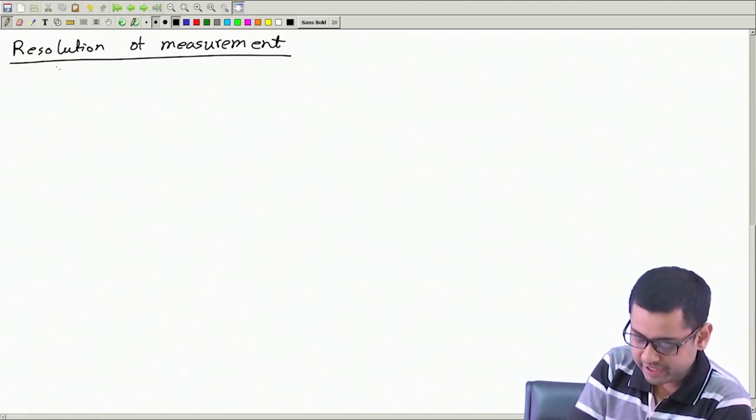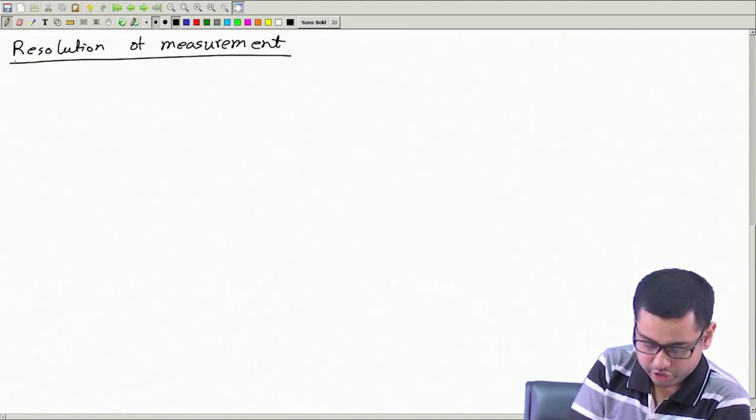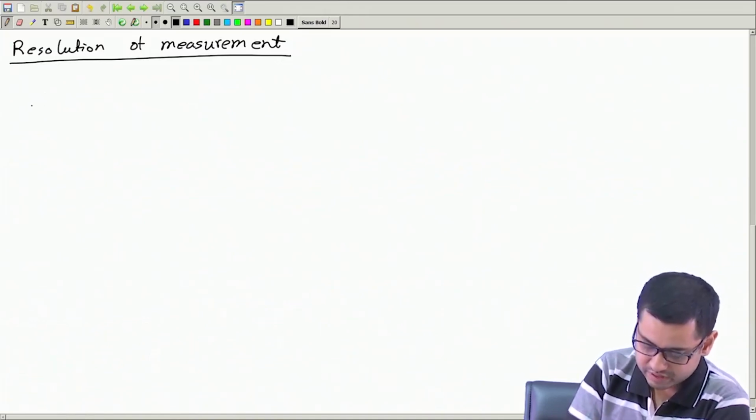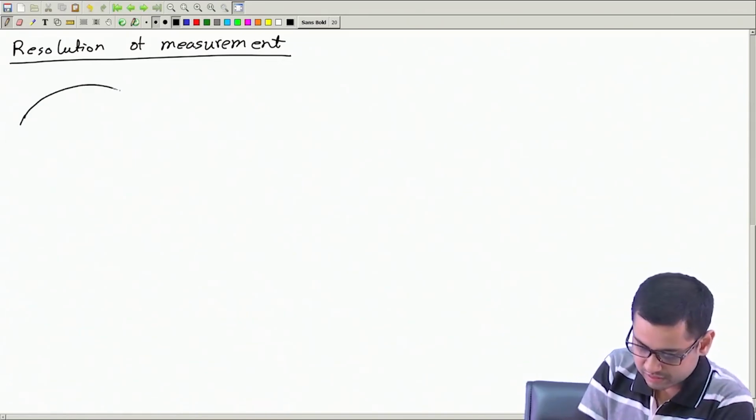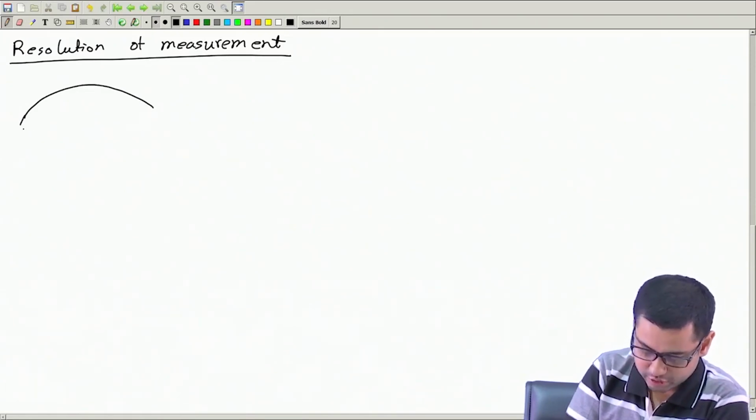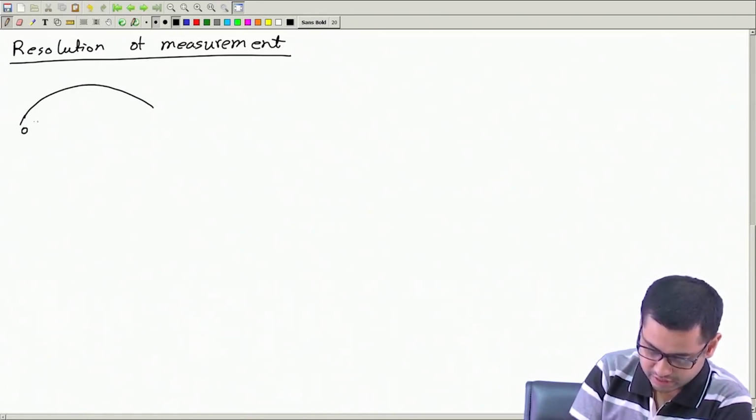So, what do we mean by resolution? Possibly this is a new terminology we are introducing now. So, let us define resolution with an example. Suppose I have a meter, say a voltmeter, which has a range of 0 to 10 volt, and say it has 100 divisions.